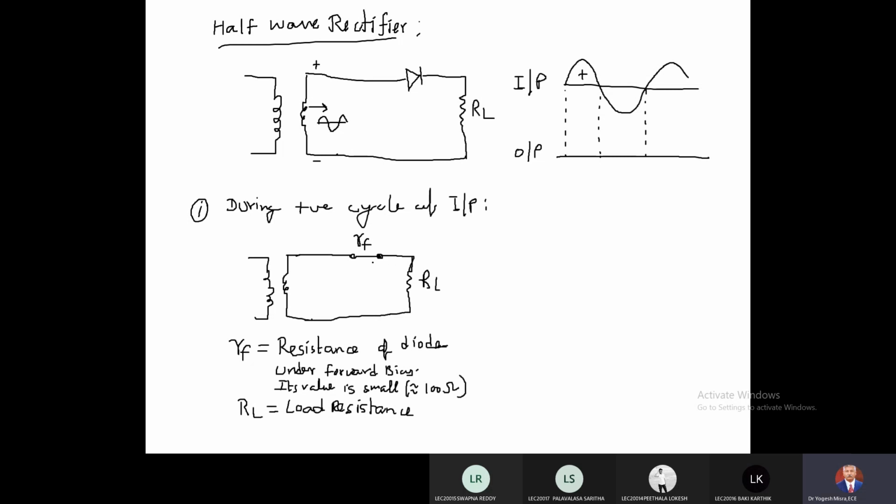So during forward bias, what will happen? During this whole positive cycle, the diode is conducting. The current will flow through this circuit in this way. This I will flow. So during the positive cycle, you will get this type of output.